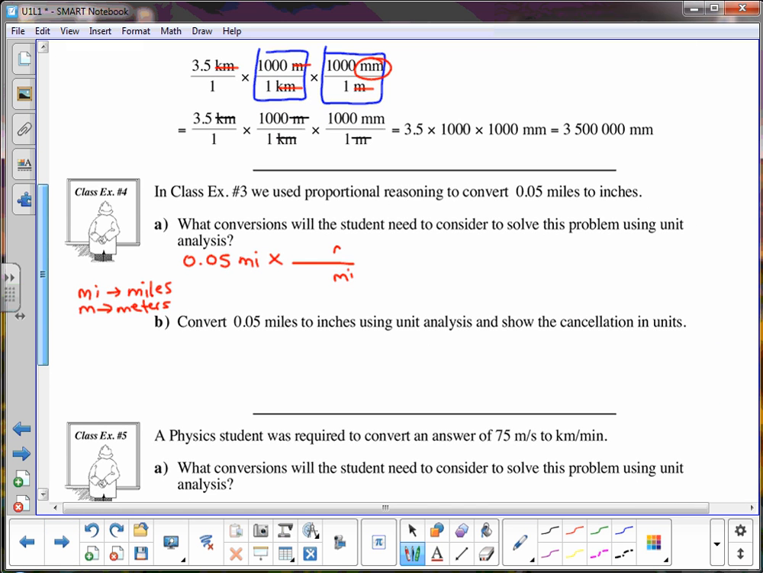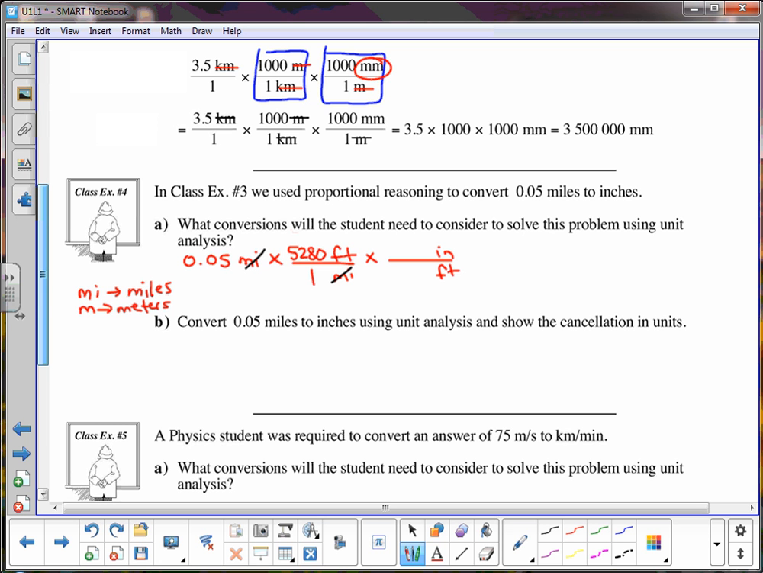So miles to feet. And what was that ratio? Well, it said 1 mile is 5,280 feet. And so this way, when they multiply, the unit of miles are going to cancel out. So we're almost there. If we just left it like this and multiplied, we get feet. But we don't want feet. We want inches. Inches is what we want.